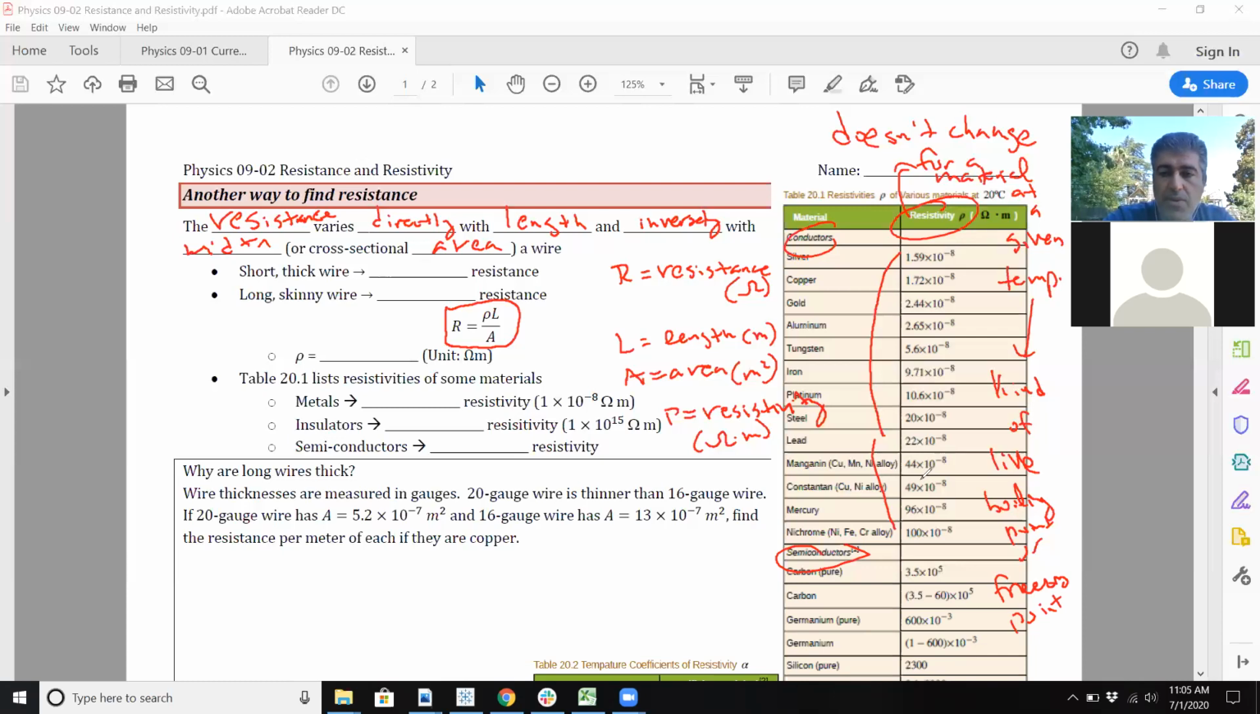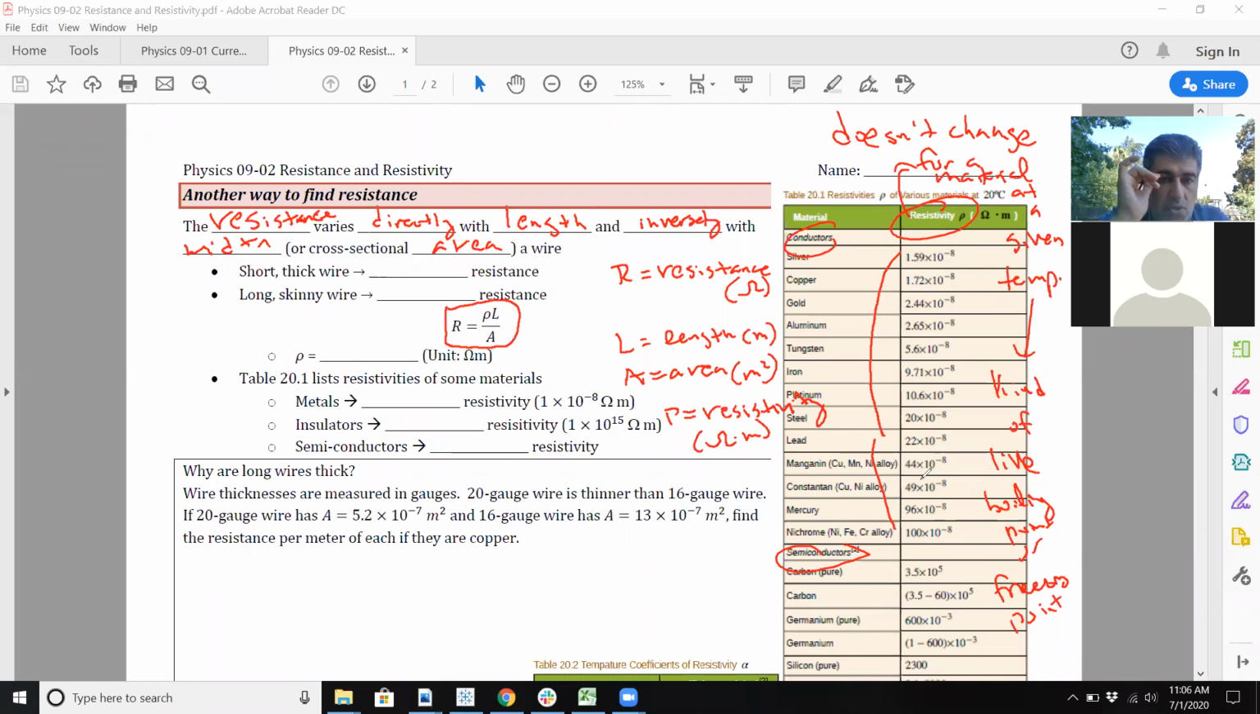Now, length matters too. The longer the wire, the more resistance we'll see, because it takes longer for the current to pass through. Area, if you have a very small area, you actually tend to see more resistance. If you have a higher area, then you're not going to be as constricted with electricity flowing through.